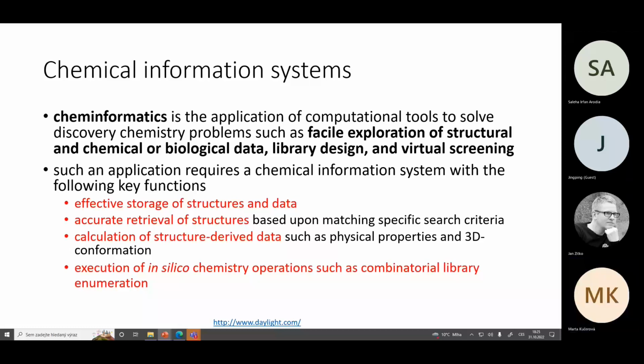An additional property of some databases is also execution of in silico chemistry operations and enumeration of combinatorial libraries.